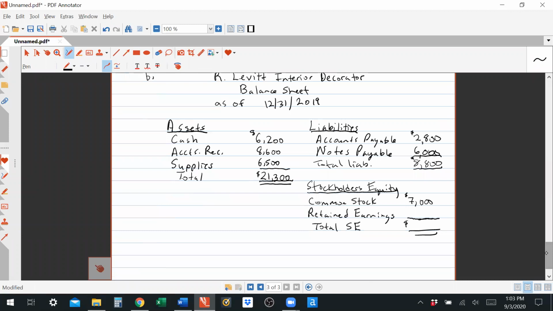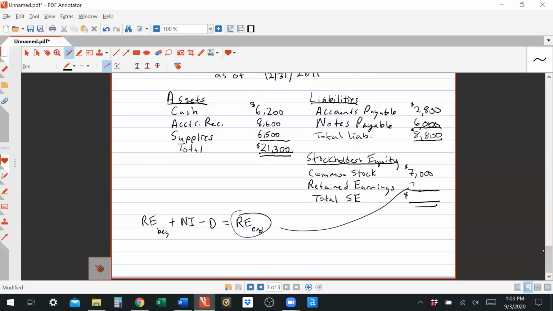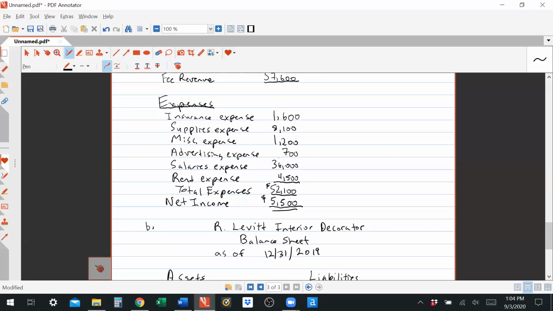So again, we know the retained earnings in the beginning of the year, plus the net income during the year, minus the dividends during the year, equals the retained earnings balance at the end of the year. And that's what we want to put right here, right? So, retained earnings at the beginning of the year is 0, because this is the first year the company's been in business. Net income during the year came from our income statement, $5,500, right here.